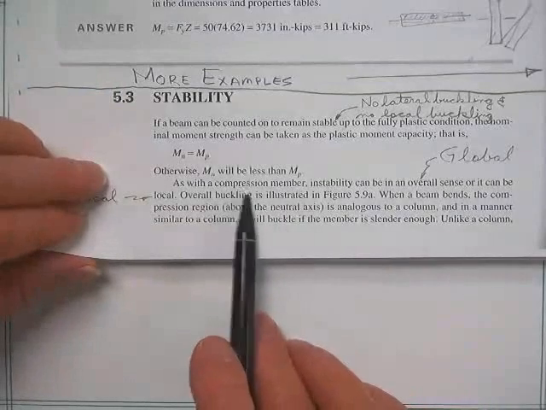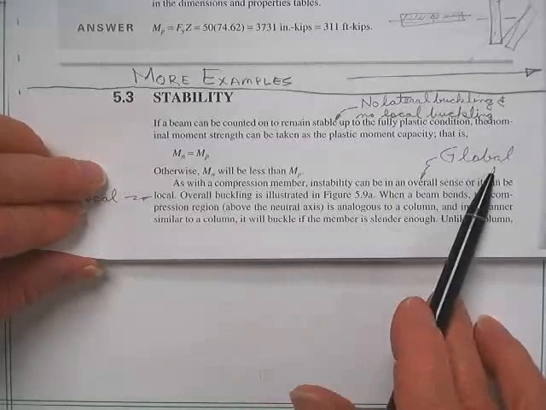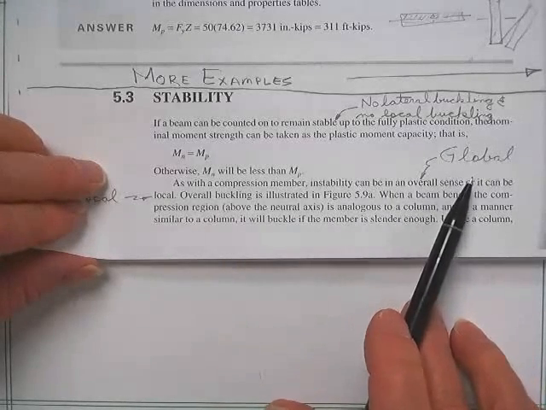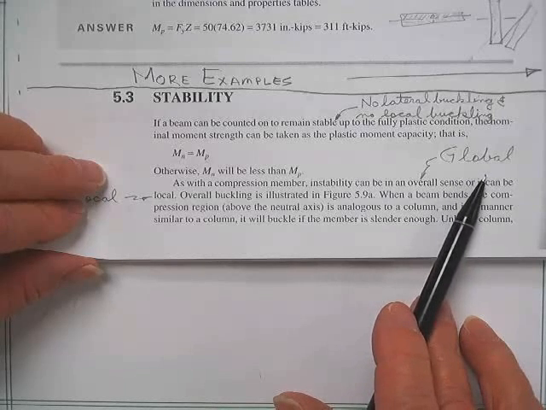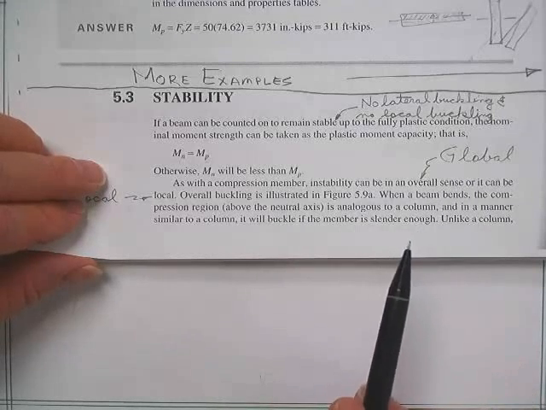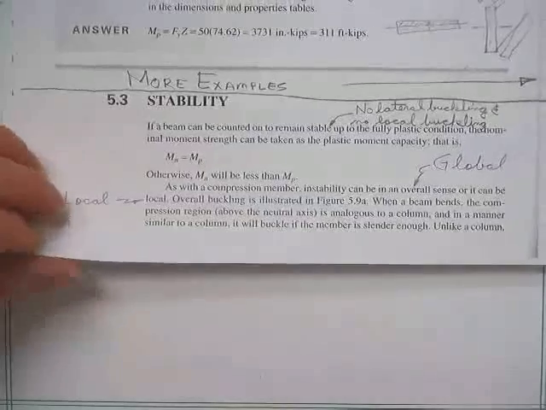He mentions, as with compression members, instability can be in an overall or a global sense. That's where the whole wide flange kicked out to the side from top to bottom, or between nodes, and then you had local buckling problems of the web and of the flanges, or you had to see if they were going to give you a problem.